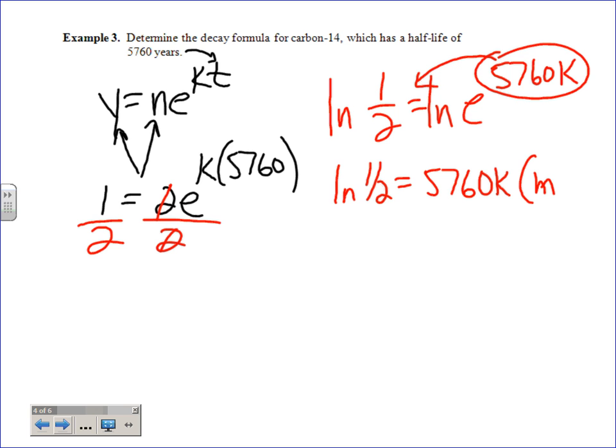And then somebody in the last class said, do you even have to write the natural log of e anymore? Well, that depends. Do you remember what that is? It's 1, so then do you have to? Not if you remember that it's really just 1, no. So to get k all by itself, I'm going to want to divide by 5,760.